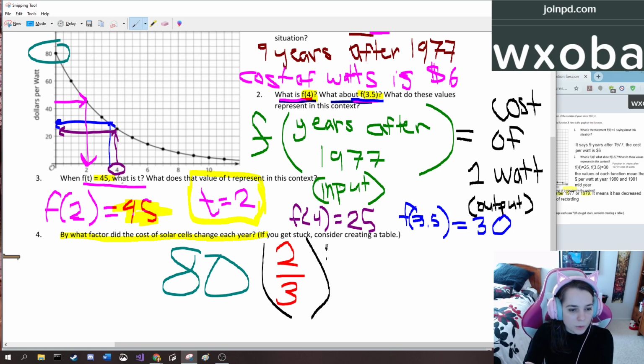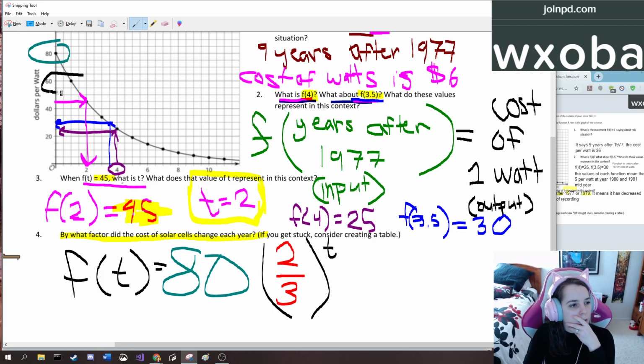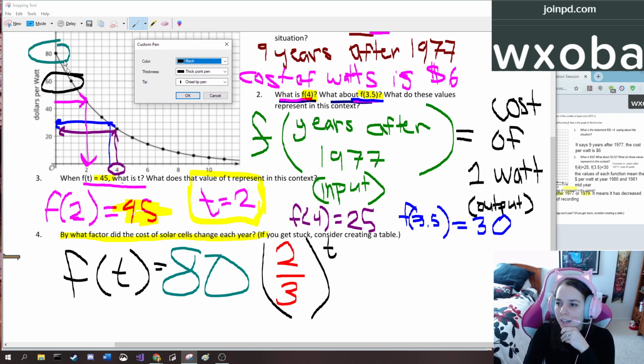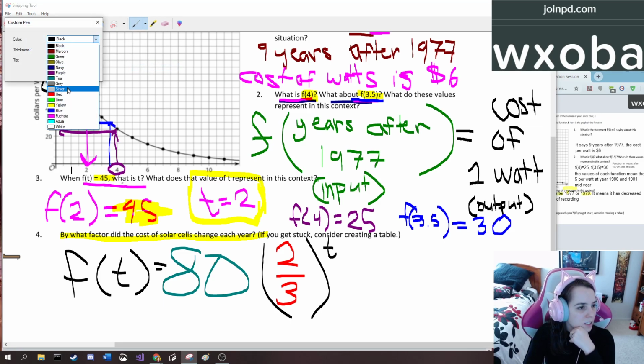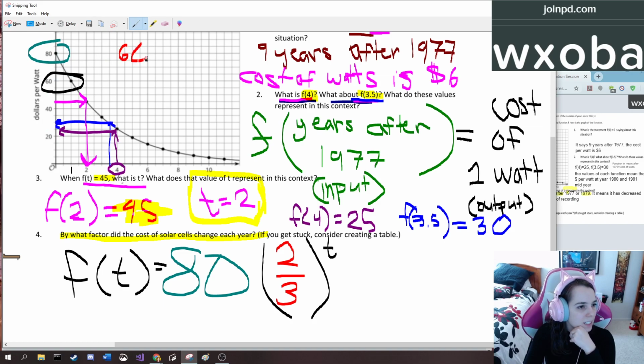The question is, where did they get this 2/3 from when they were writing their equation? On the graph, you see here they have 60 and 80 as 2 solid points that are on the line, and they're also next to each other by 1. So here is 1 year apart. It goes from 80 to 60. So that means our factor is going to be 60 divided by 80.